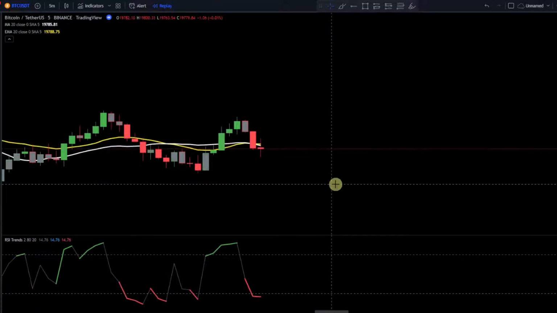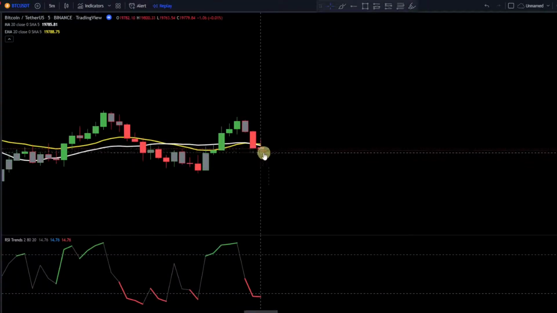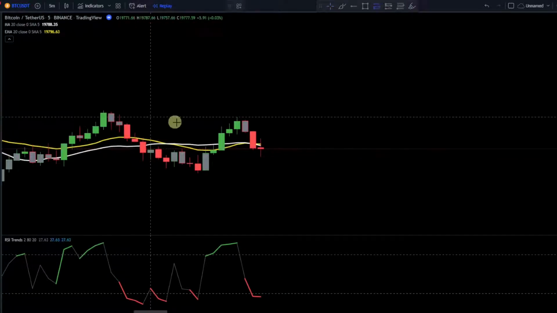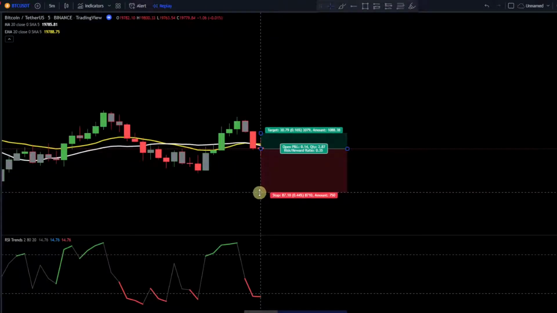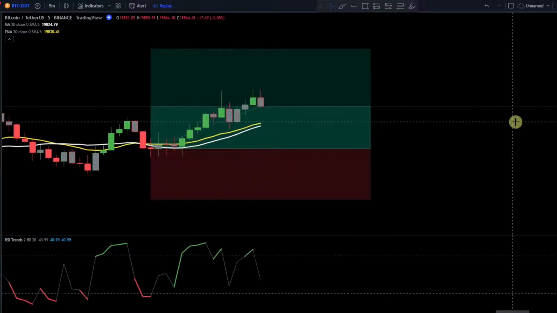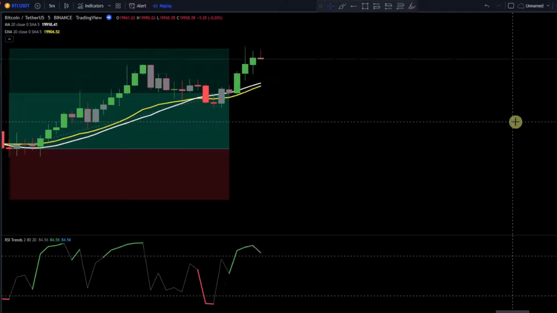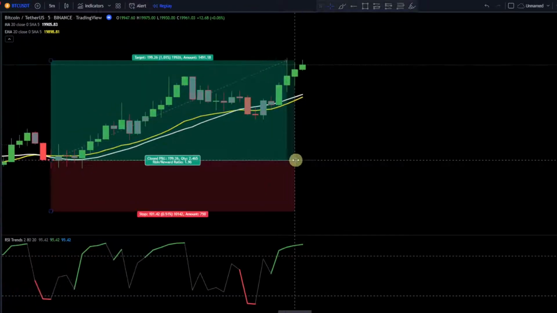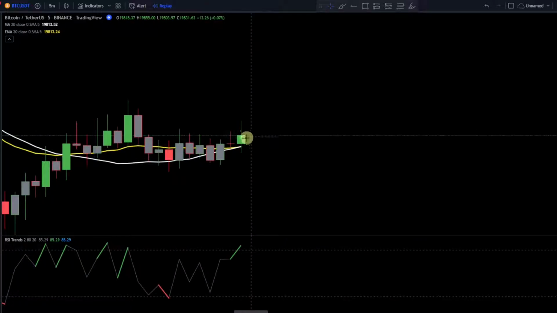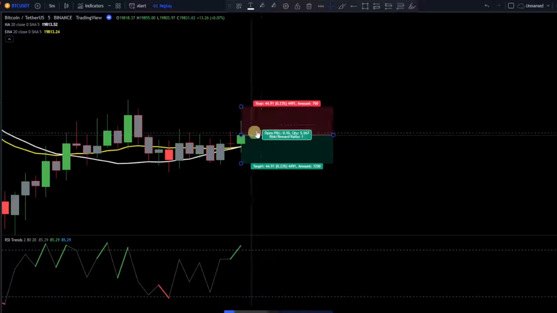Let's look at one more signal. Here is something you can use to make even more with this strategy, especially in the current bearish crypto market.